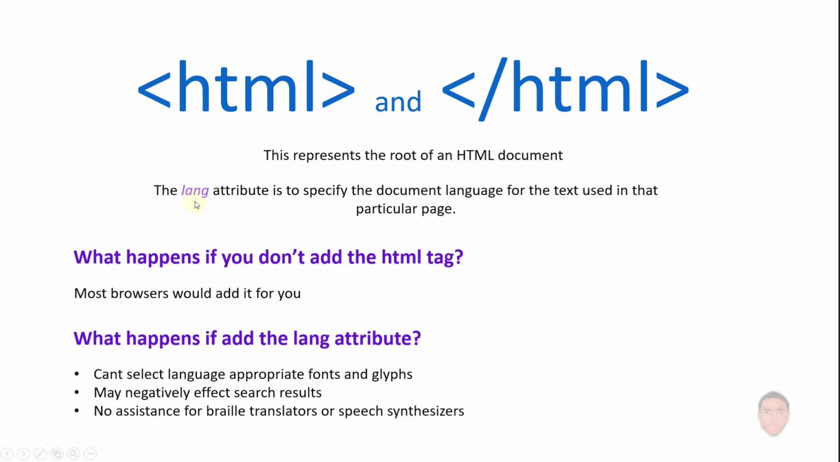If you don't have that language attribute, those apps or software will not be able to tell which language your web page is in, so it might be difficult for them to translate it to another language.